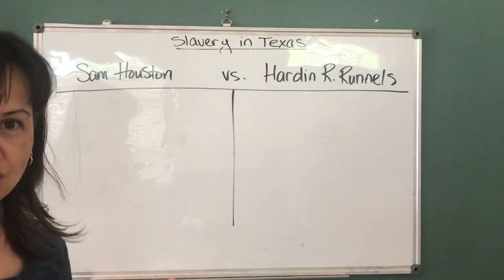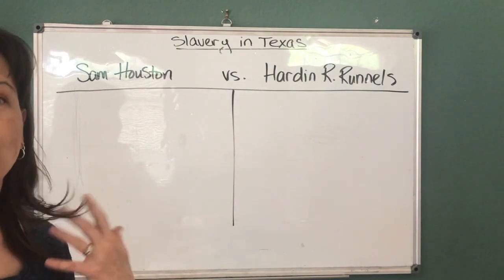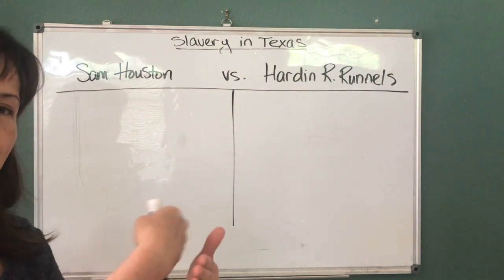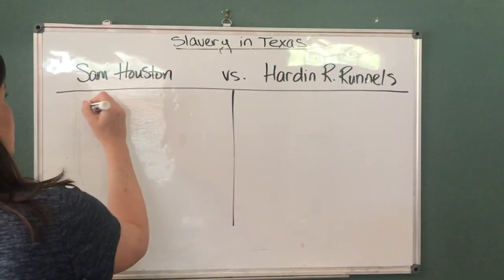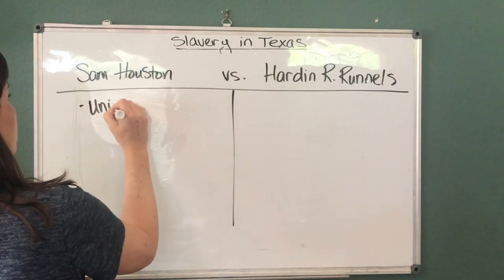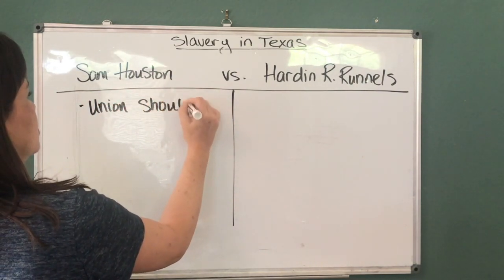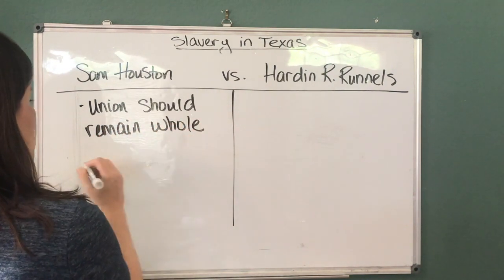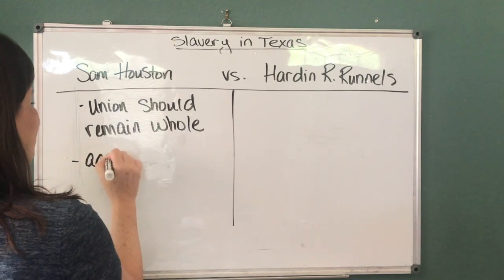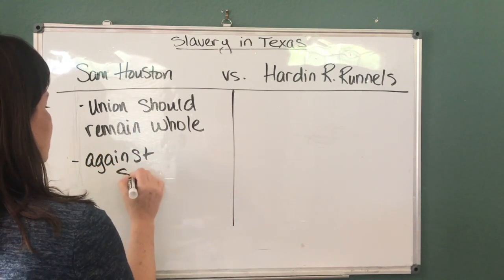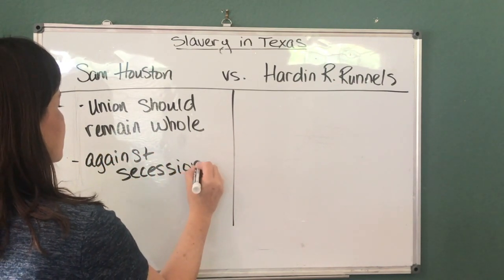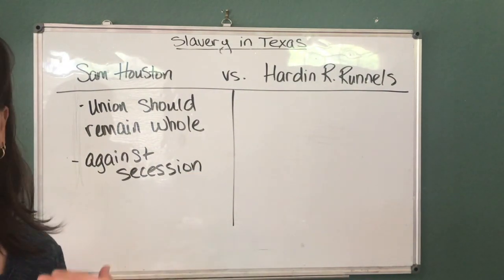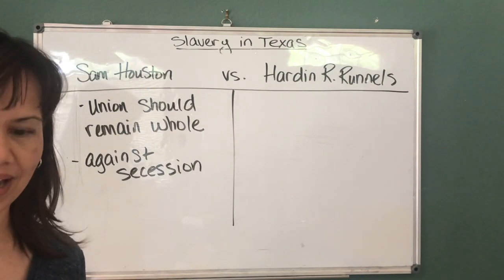Sam Houston, as we said just a moment ago, believed that the Union should remain whole and that the southern states should not secede or break away from the Union. He was against secession. He was against slave states seceding or breaking away from the Union if they didn't get their way.